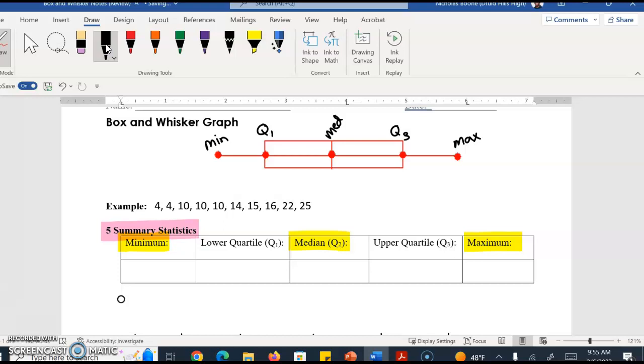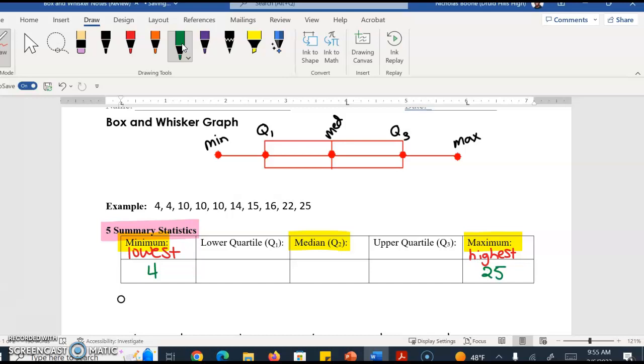So look at this set of numbers, okay? We have 4, 4, 10, 10, 10, 14, 15, 16, 22, and 25. Our job right now is to find the 5 summary statistics, so minimum, Q1, median, Q3, and the maximum. So the lowest value in this set of data is 4. So we represent that with our minimum. Okay. Then we have, let's go to the highest. So I'm just going to do these the easiest way I know. The highest value here is 25.